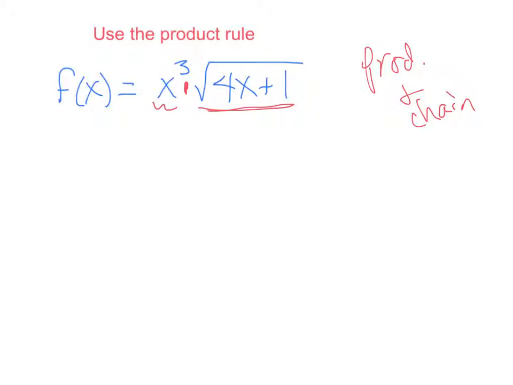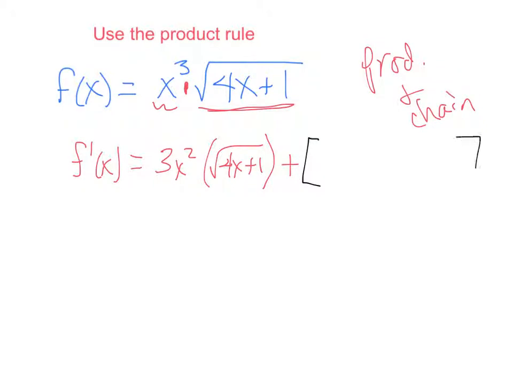So when you're doing that, if you remember the product rule, you take the derivative of the first, which is 3x squared, times the original of the second, 4x plus 1. Plus, and I like to put brackets so I don't lose anything here, x cubed times, and if you rewrite it, you'd have 1/2, 4x plus 1 to the negative 1/2, and then you do the inside, which is times 4.